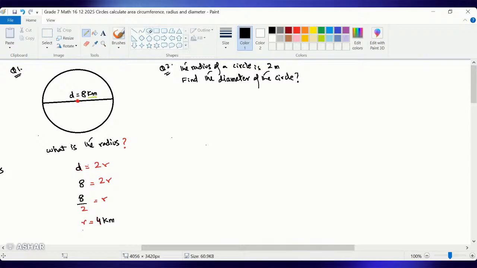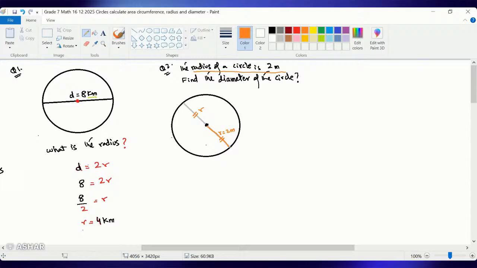Okay, this is a question. The diagram that is drawn is a circle. We know that the line passing through the center of the circle is the diameter. The radius that is given to us is 2 meters. So we can say that this length is the radius. Radius is 2 meters. If this is the radius, then this should also be the radius.